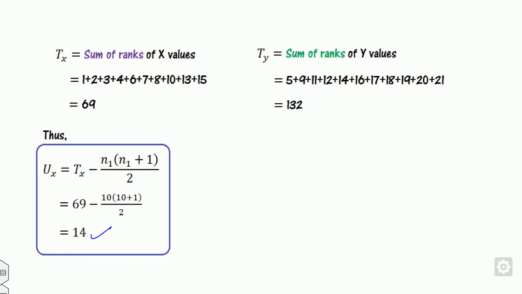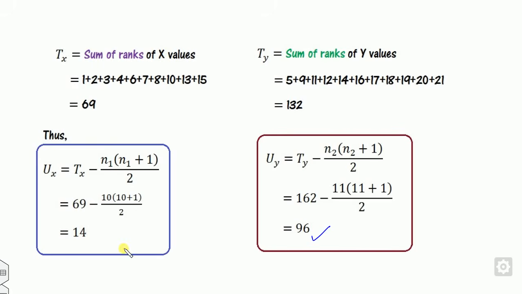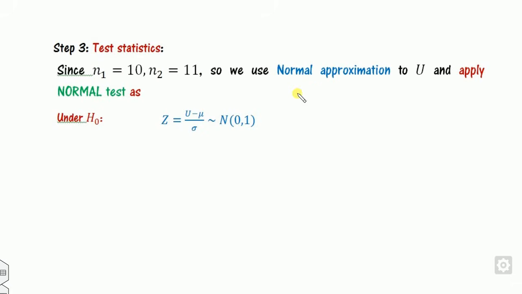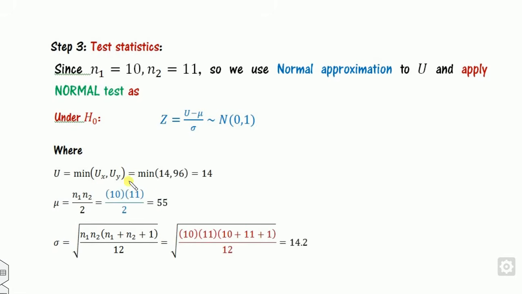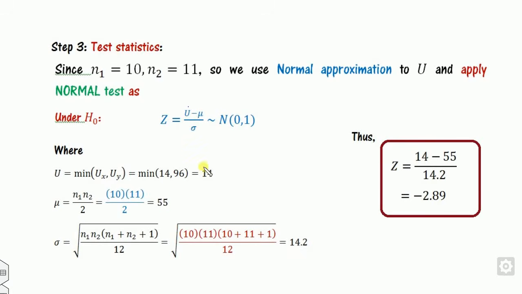Ux is 14, and you can find the Uy as 16. Now since it's a large sample test, instead of finding T as a minimum, you will find the approximation by using this. What are the mu and sigma? These are the values, so you can substitute here. Look at that, n1 is 10. You can compute the values as 54, 55, 14 and 14.2. Once you find this, you will substitute it here. Z, where U is 14, mu is 55, sigma is 14.2. You will get this result.